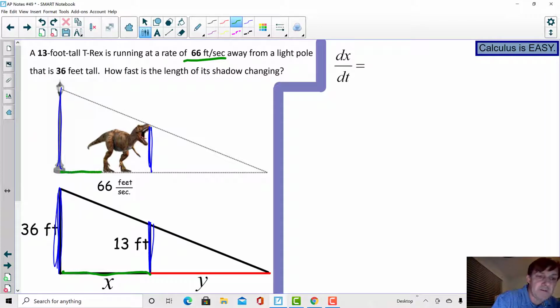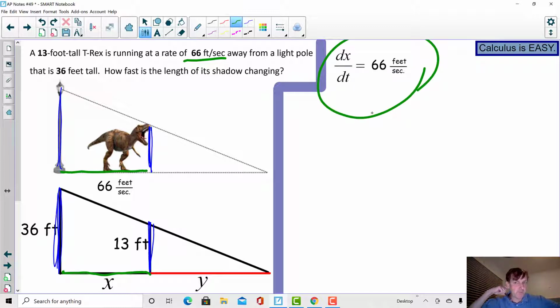Now, because that part, which I'm calling x, is increasing, then that means the derivative will be positive. So we're going to say that's going to be a positive 66 feet per second. Okay, so I'm writing that right here. X prime is 66 feet per second, but it's positive. If the T-Rex was running towards the light pole, then x would be decreasing, and then that derivative would be negative. It says, how fast is the length of the shadow changing? So I'm using the red part, calling it y, and that's my length of the shadow.